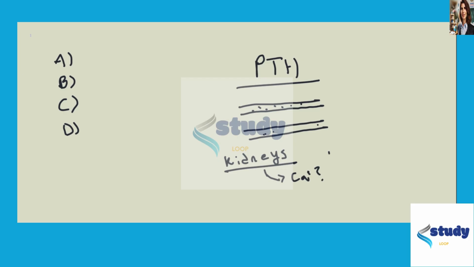You might think, wait, the kidneys. So we have the kidneys, and why would those excrete calcium? That makes no sense. And the same thing for the intestines. Why would they excrete calcium? How does it get that, and then how does it excrete it?